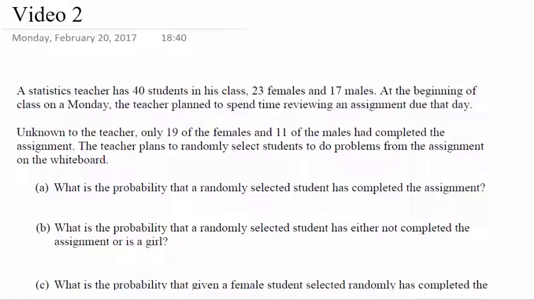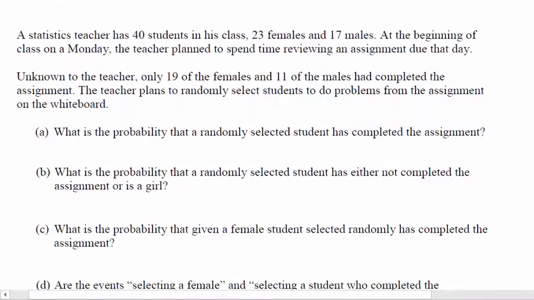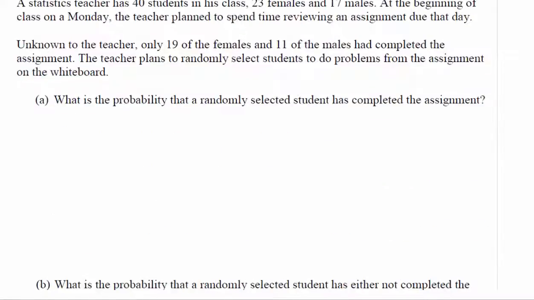So let's read it. A statistics teacher has 40 students in his class, 23 females and 17 males. At the beginning of class on a Monday, the teacher plans to spend some time reviewing an assignment due that day. Unknown to the teacher, only 19 of the females and 11 of the males had completed the assignment. The teacher plans to randomly select students to do problems from the assignment on the whiteboard. What is the probability that a randomly selected student has completed the assignment?